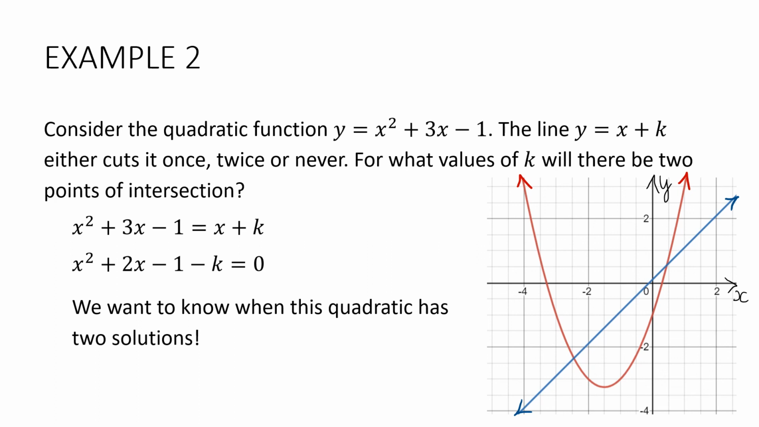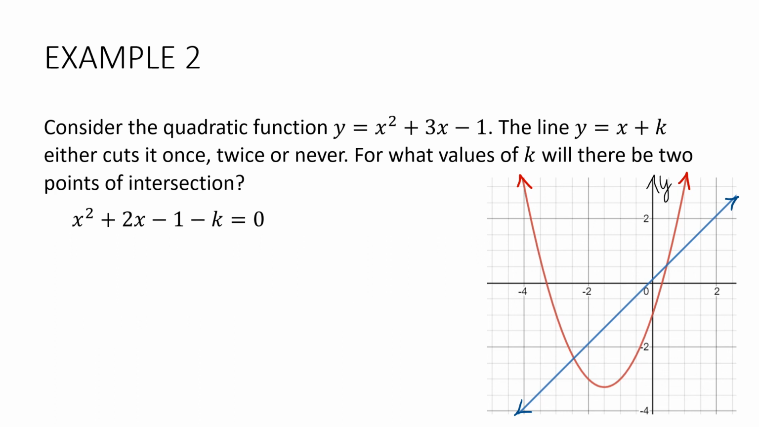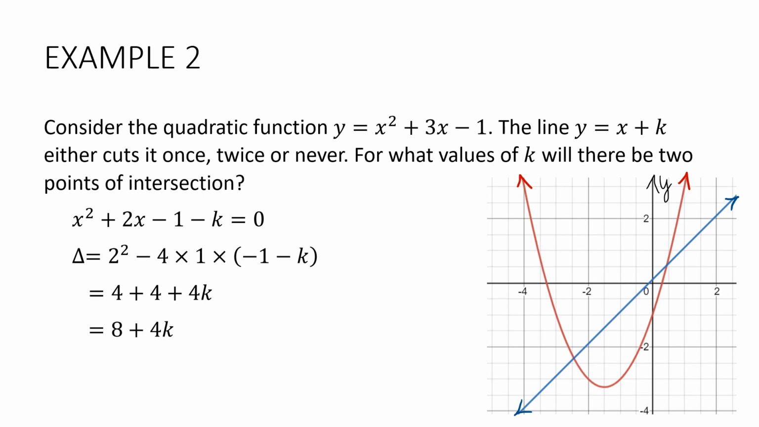We just did something very similar to that. Of course, we want to work out the discriminant. So be careful with c here, it has 2 terms, so make sure you put that in brackets. The discriminant is b squared take away 4 times a times c. Now expanding that out, we end up with 4 plus 4 plus 4k, which is 8 plus 4k.